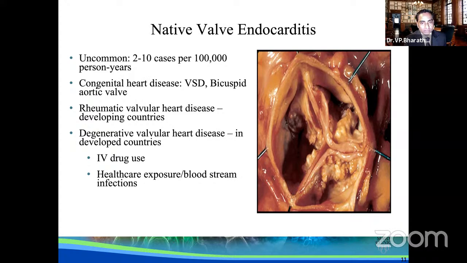IV drug use, in certain parts of the United States, is a very significant reason for right-sided endocarditis. Healthcare exposure: people have a lot of central lines in place, and that can introduce a virulent pathogen like Staph aureus.